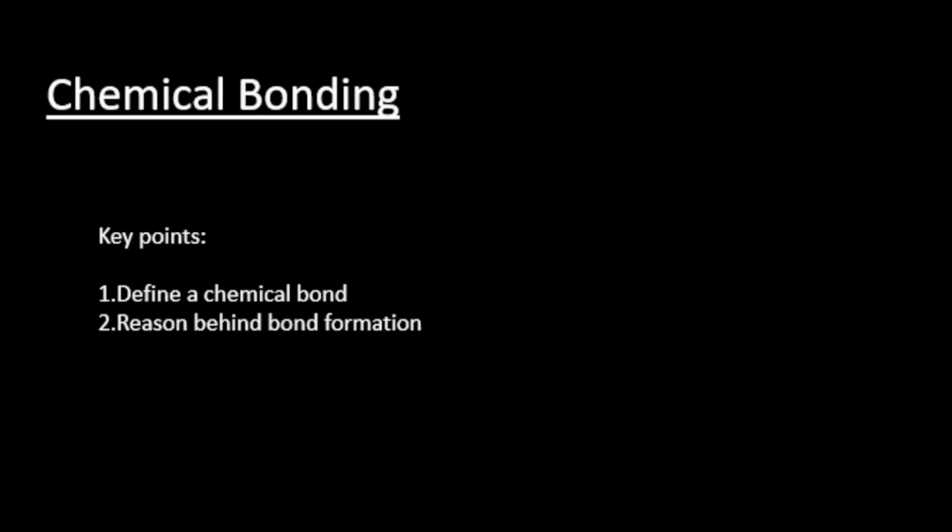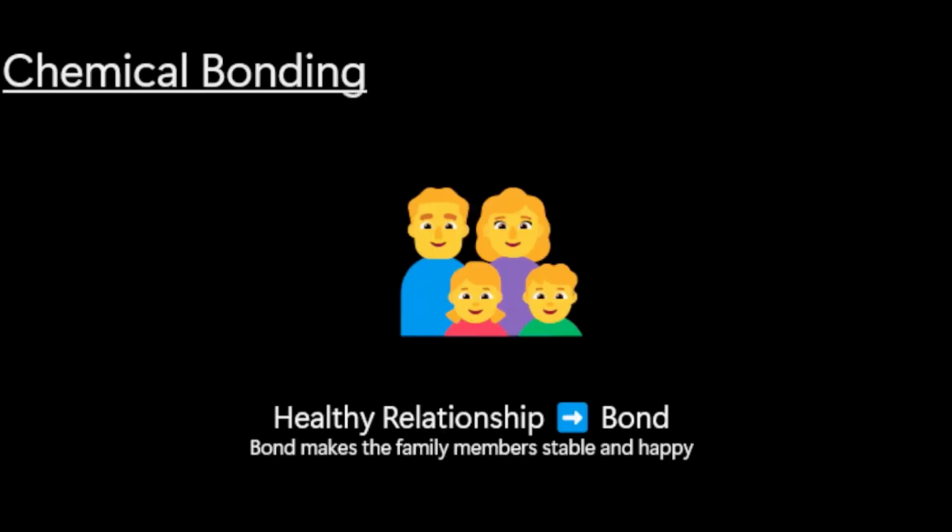Okay, let's begin. I hope all of you are familiar with the word bond. What do you mean by the word bond? For us, it is a relationship. We used to tell about friendship bond and family bond. A friendship bond means the relationship between two friends, and the family bond means the relationship between family members.